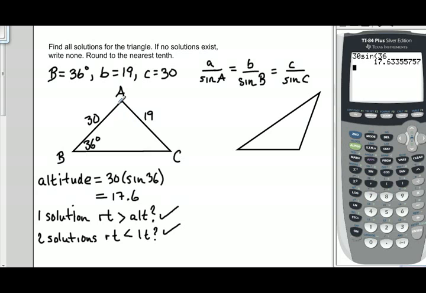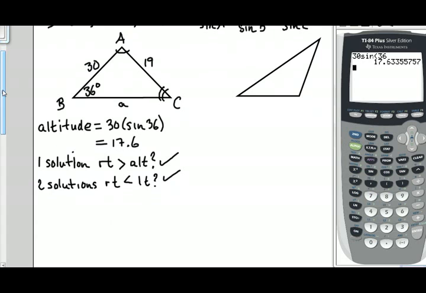What we have to find in this first triangle is the value of angle A, the value of side A, and also the value of angle C. To do this, we're going to use the law of sines, which states that A over sine A equals B over sine B equals C over sine C. Recall that you can use two of these at a time. We have to use B over sine B first, reason being that we have side B and angle B.